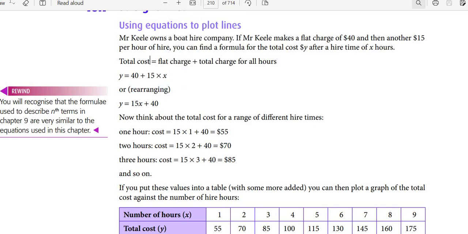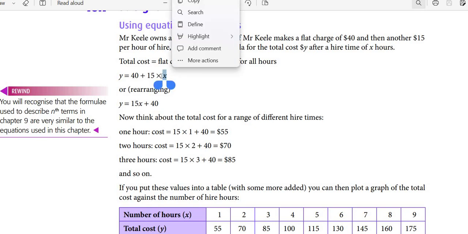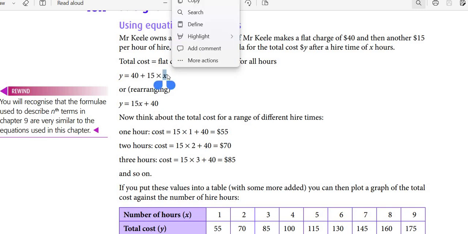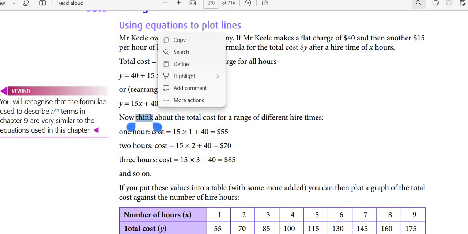So the total cost is the flat charge plus the total charge for all hours, and in this case it is y equals 40 plus 15 per hour multiplied by x hours. Okay, so whenever you change x, for example to 3, 4, or 5, let's say you want to know how much you're going to pay for 5 hours. Then you replace x with 5 and do the math, and it will tell you how much you have to pay for 5 hours of service. Okay, let's continue with this.